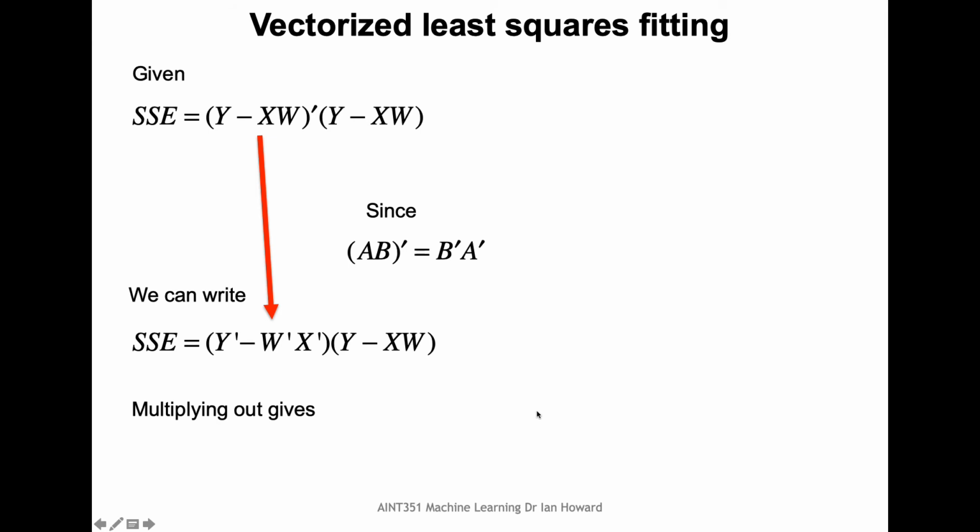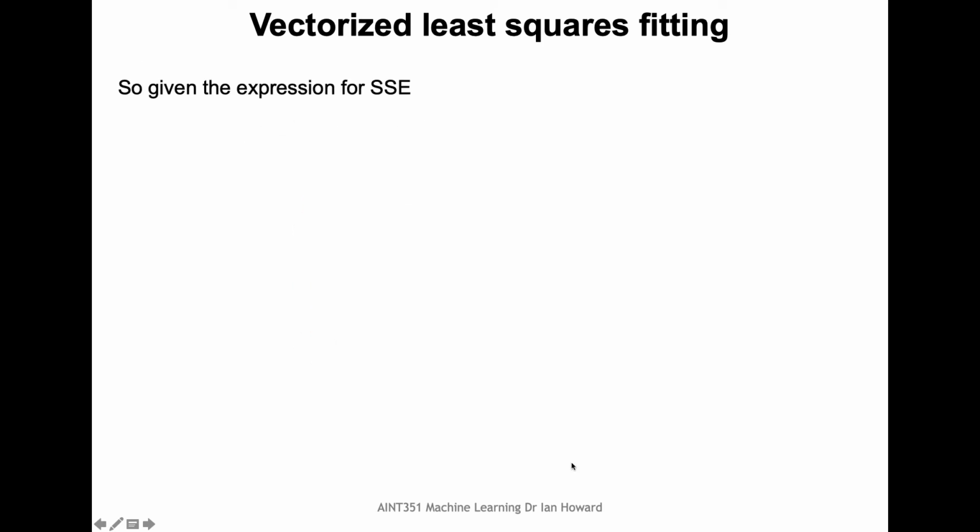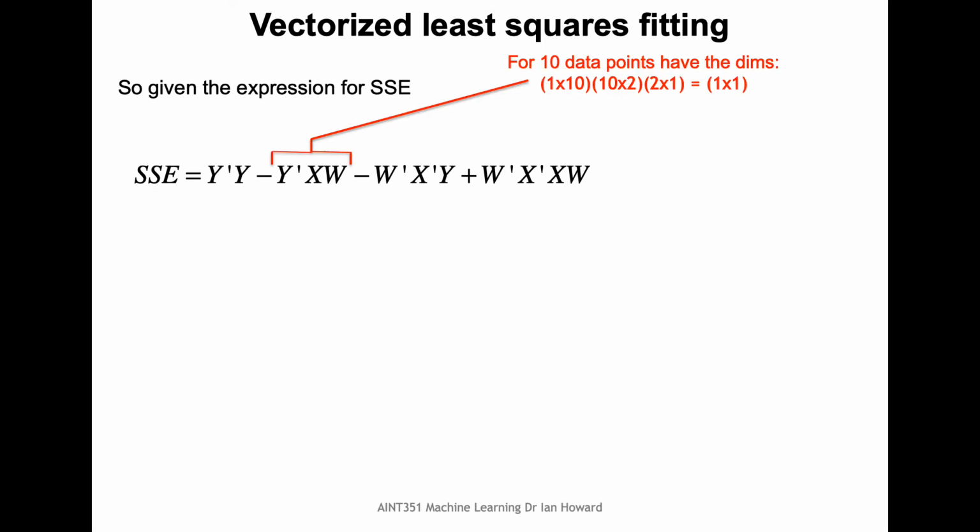Now we've got to multiply out this expression. As you can see, it's going to be y transpose times y, take away y transpose times xw, that's this term. Then it's going to be minus w transpose x transpose times y, that's this expression here. And then the last one, since there are two negatives, is going to be plus w transpose x transpose x w. Okay, so we have this expression for the sum of the squared errors.